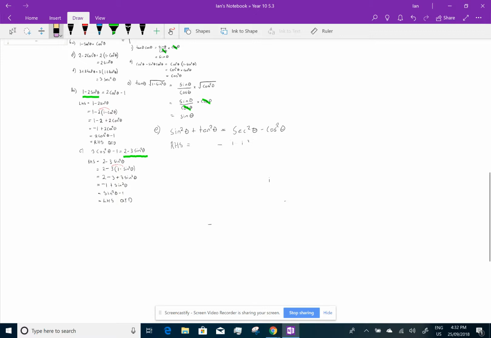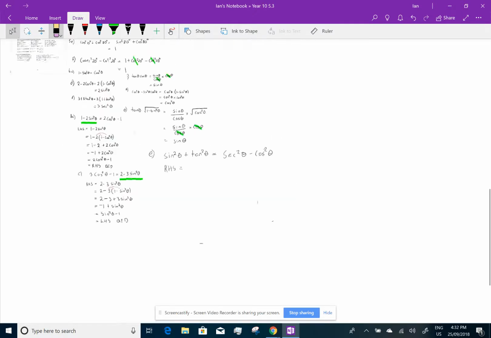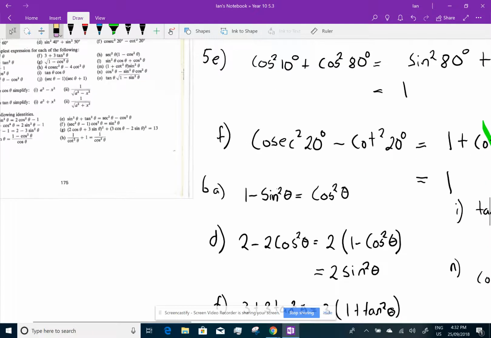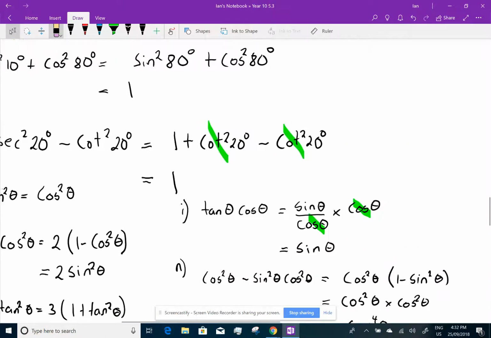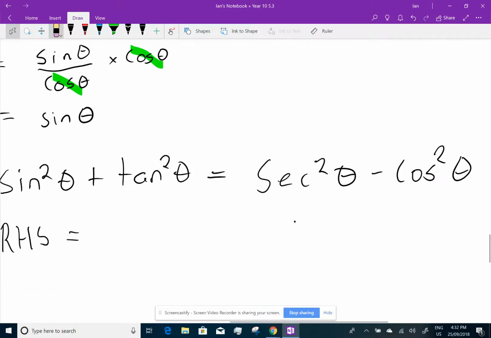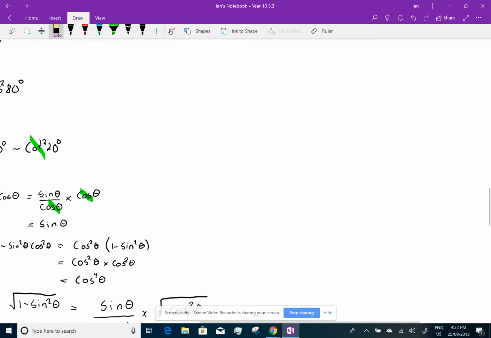I still reckon I've got to work out that other side. Did I write the same right equation? Let's double check. Sine squared plus tan squared equals sec squared minus cos squared. Okay, so I think I've got it right. Sine squared plus tan squared equals 1. I know what I'm going to do. I'm still going to take the right-hand side, but I'm going to go back. I should have been a bit smarter.